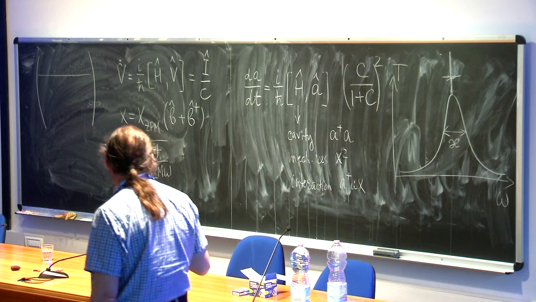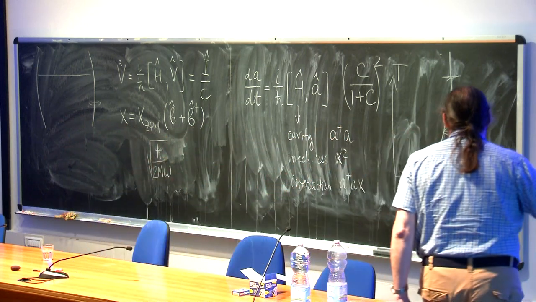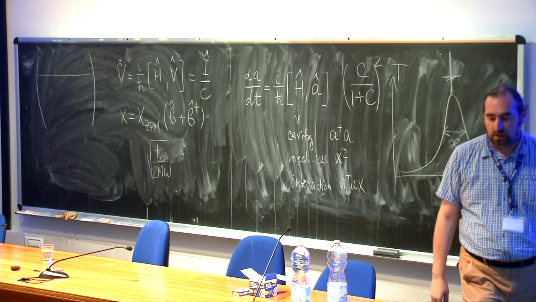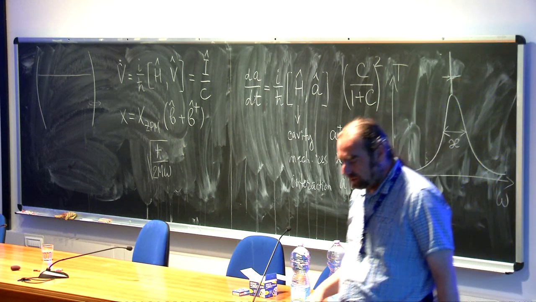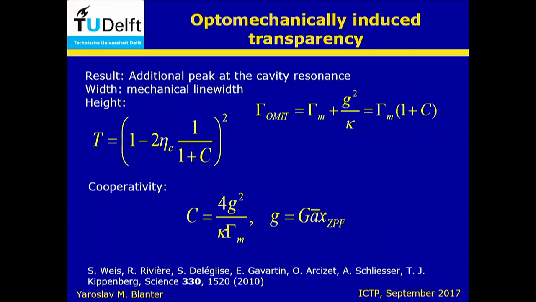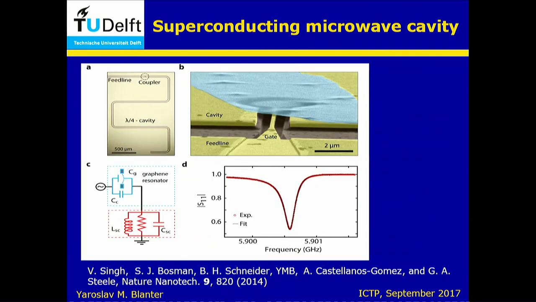And another thing which I will mention is that actually you can use this optomechanical induced transparency to calibrate C. So it's probably one of the easiest ways to see how strong your optomechanical coupling is. Now, this is not the original experiment. The original experiment is that paper. But these are the experiments from Delft, from this cavity I showed you, that one.